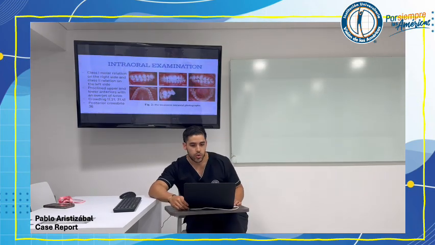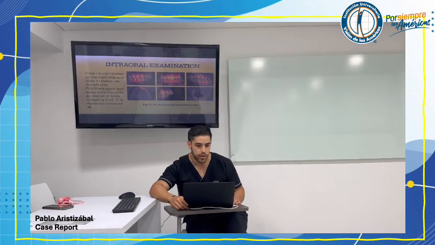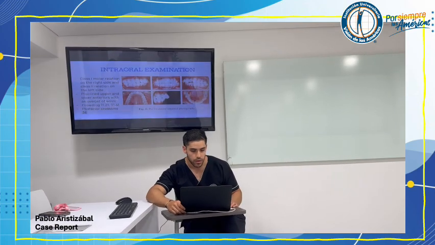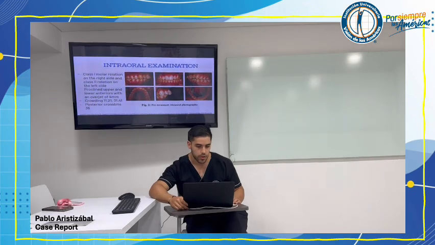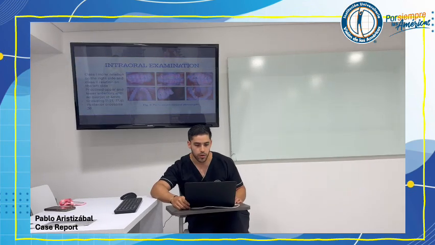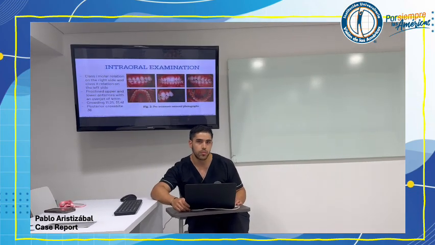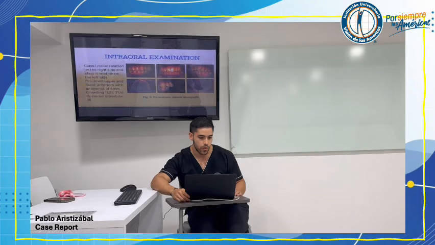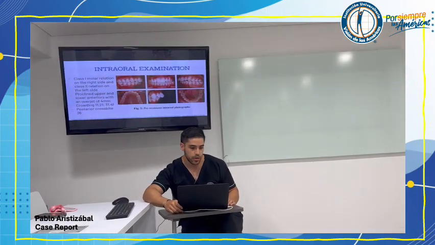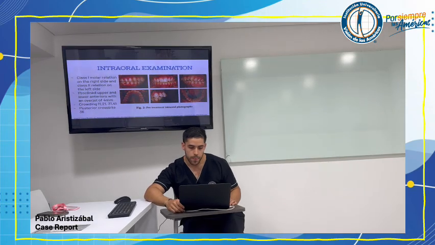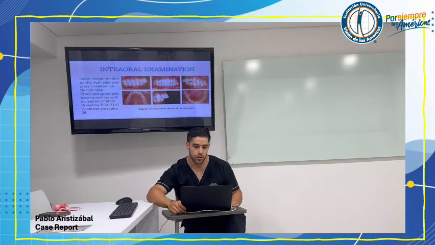Now, on the intraoral examination, we have a Class 1 molar relation on the right side and a Class 2 relation on the left side. Proclined upper and lower anteriors with an overjet of 4 millimeters. Crowding on 11, 21, 31, and 41, and a posterior monodental crossbite on 36. Also, in the right image, we can see the biprotrusion, very pronounced in this patient.